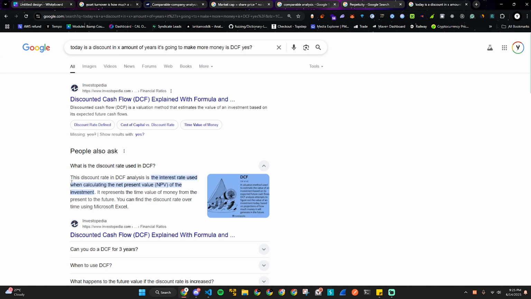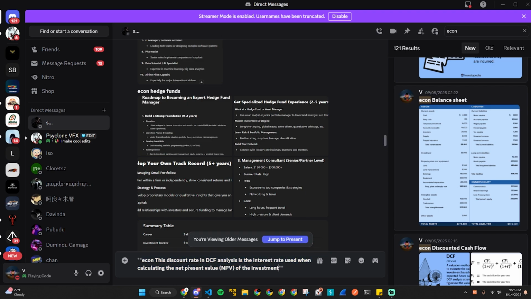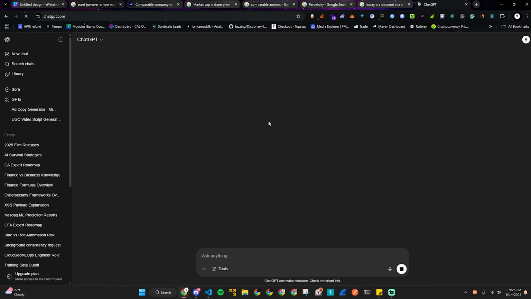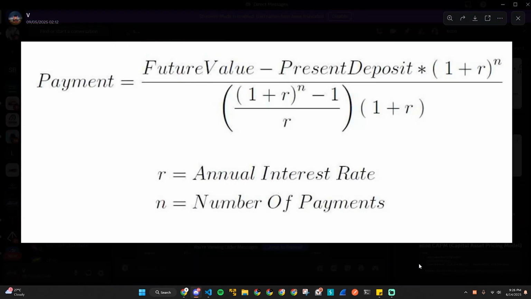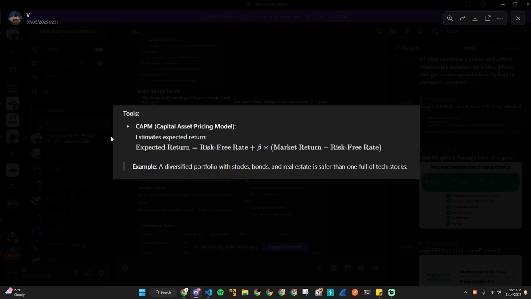Interest rate used when calculating net present value of the investment, right? Let's get that definition as well. Let's see what GPT has to say. In the meantime, discounted cash flows. Once again, we've done this. I don't know about that. We'll do this later. Right, this is a payment formula. Capital asset risk to reward, pretty much, right? This is a risk to reward. That's the point of this.